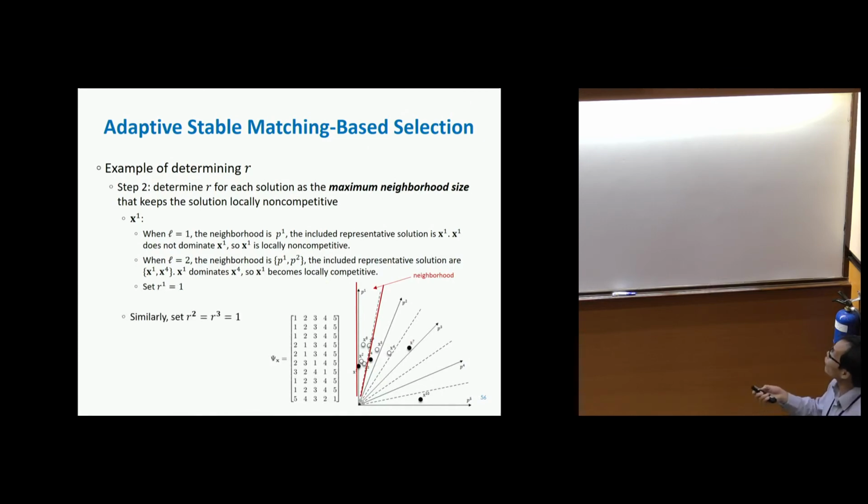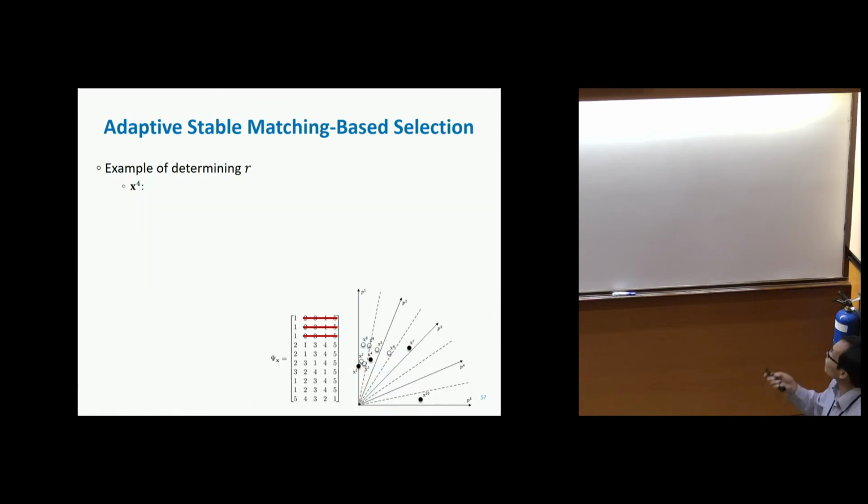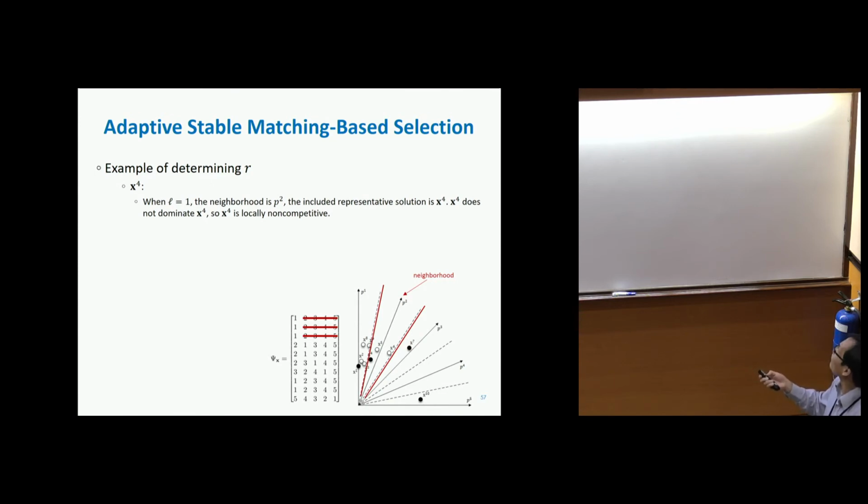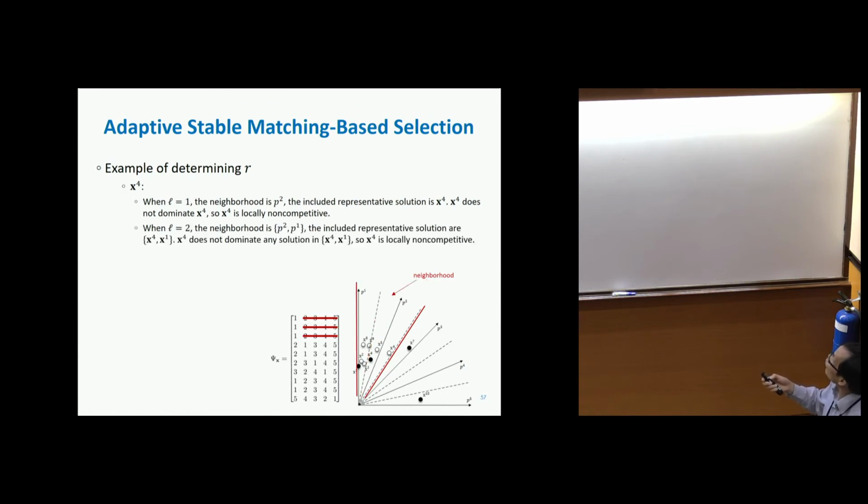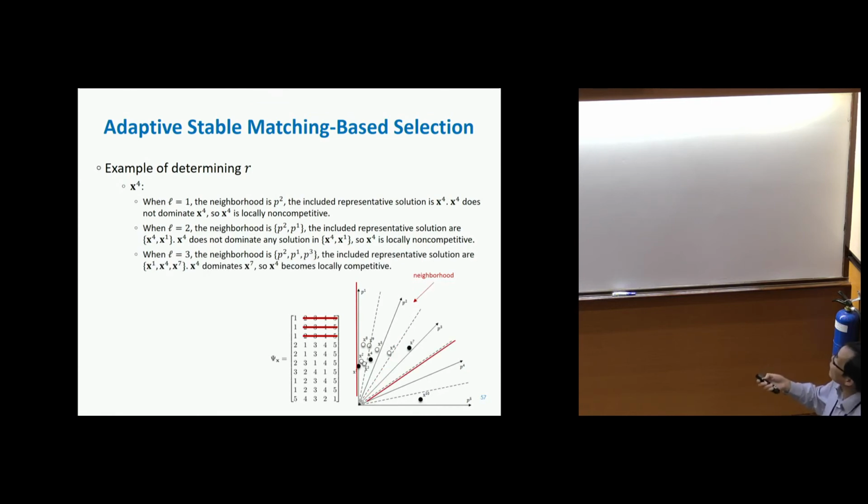Similarly, R2 and R3 have the same case. So in this case, for 1, 2, and 3, the R setting is equal to 1. For x4, you will see that the label we have is x4, so it's P2 only. And then we increase it, P2 and P1, we have x4 and x1. So x4 is locally non-competitive because x1 dominates x4. And then we increase to P3, we have x7 included. But x4 dominates x7, so x4 becomes locally competitive, and then we stop. So R4 in this case, we set it to 2.